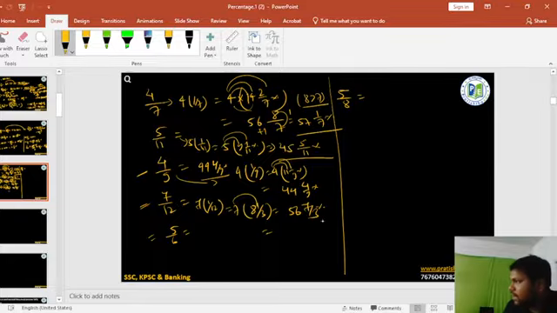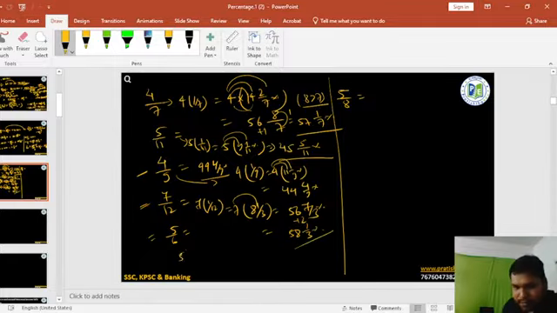Here 7 is greater than 3. How many times will it go? 2 times. That 2 you add here. 56 plus 2 is 58. Remainder is how much? 3 twos are 6. 7 minus 6 is 1. So 1 by 3. That's done. 58 and 1 by 3%.